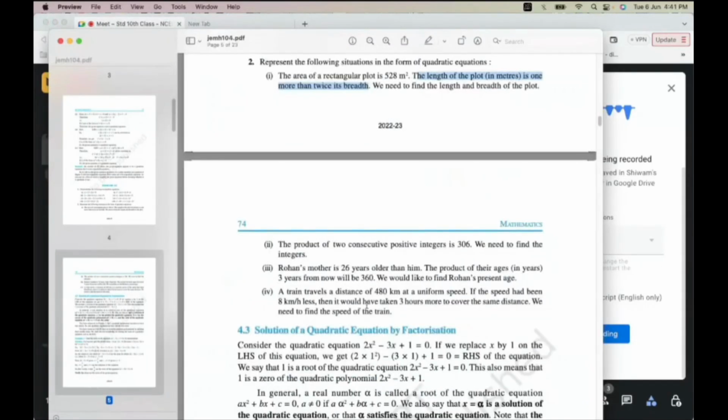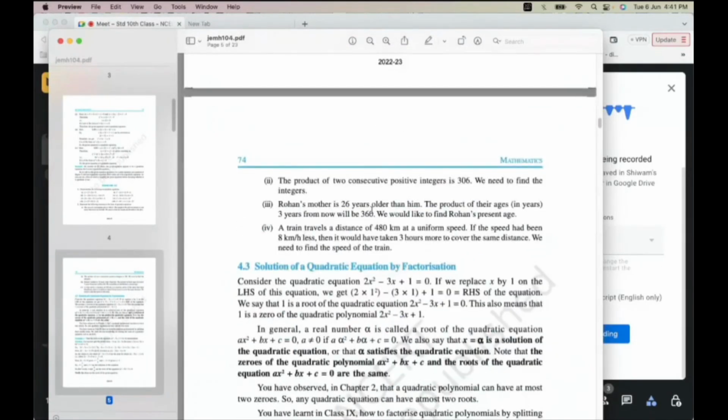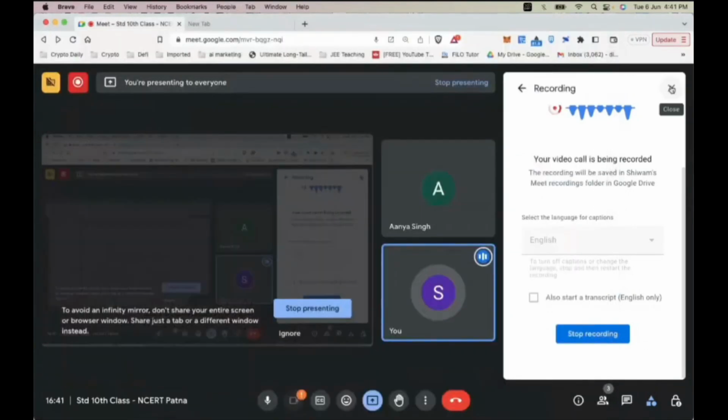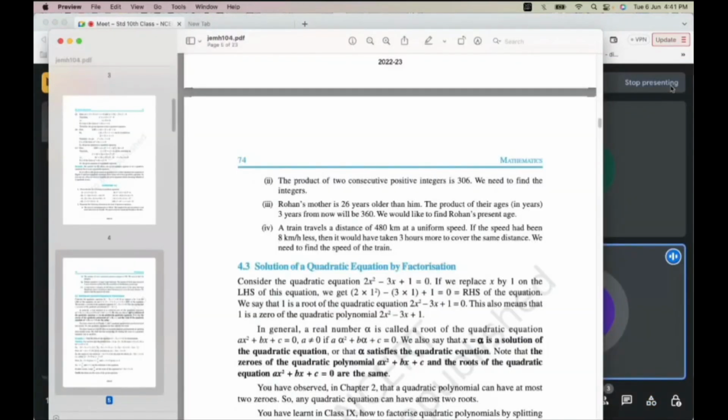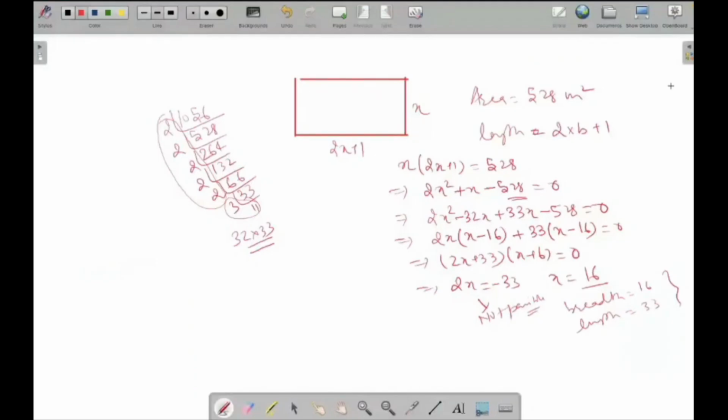Third question. Rohan's mother is 26 years older than him. The product of their ages 3 years from now will be 360. We would like to find Rohan's present age. Whatever we need to find, we should assume that first.